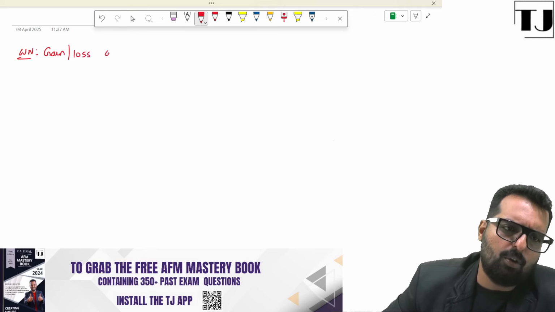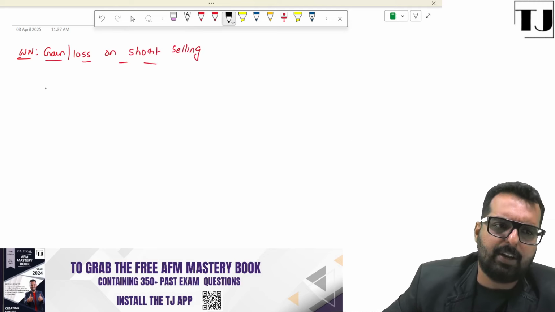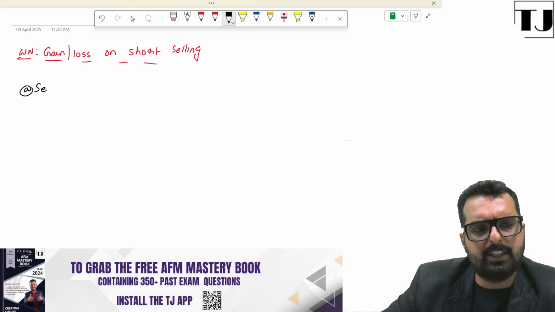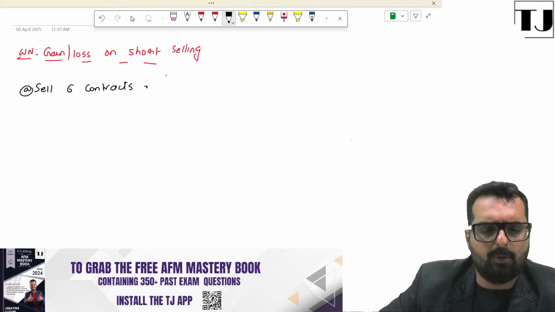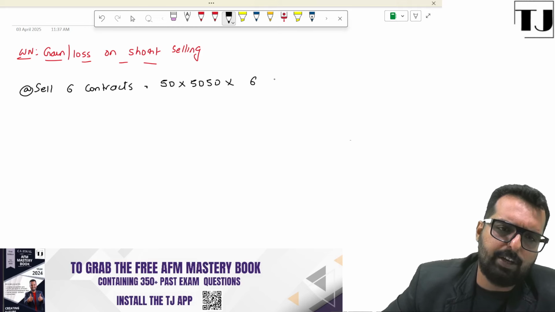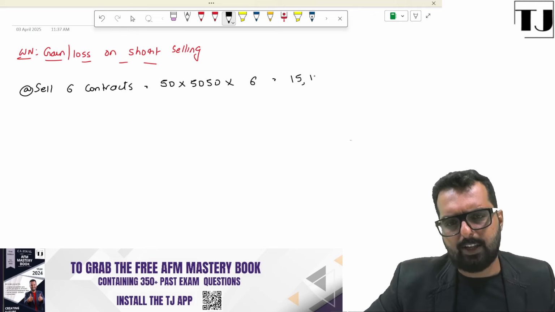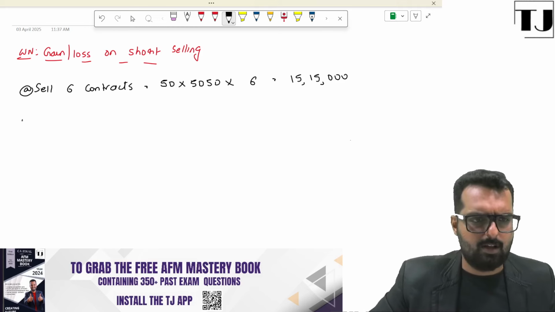Gain or loss on short selling. So friends, initially what did they do? Initially they sold how many contracts? 6 contracts, correct? How did you sell 6 contracts? 50 into 5050 into 6. Do you get the answer as 15 lakh 15,000?